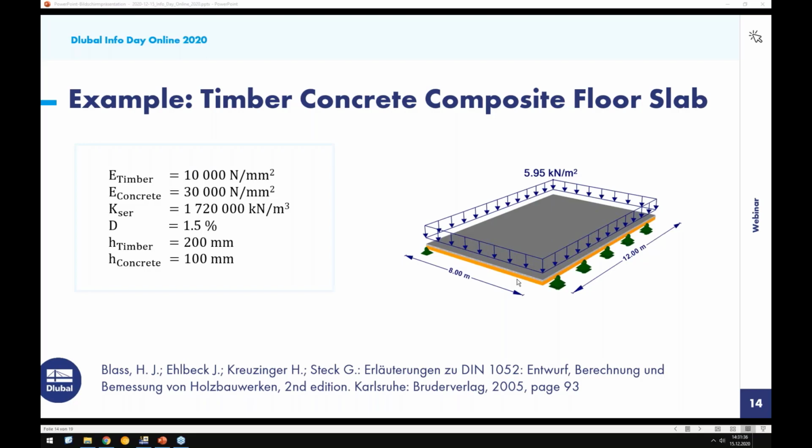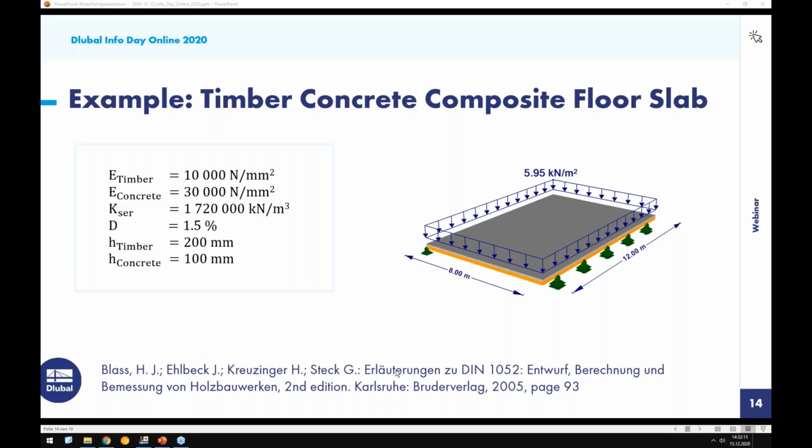So we have a laminated timber ceiling. Not a cross-laminated timber, it's only a laminated timber ceiling, so we have no stiffness in this direction. And on top we have some concrete, and we connect the concrete to the timber somehow. So we get here in this example a spring constant of 1720 meganewton per cubic meter. And the example comes from this source here on the bottom.